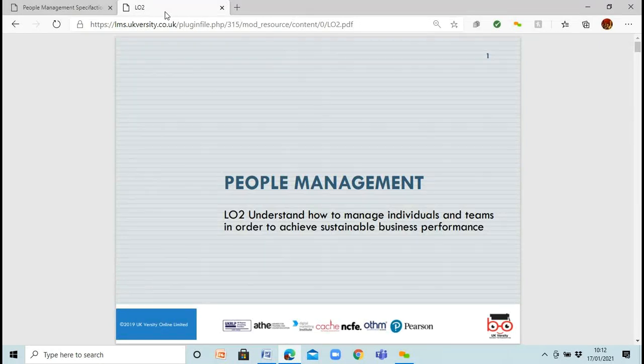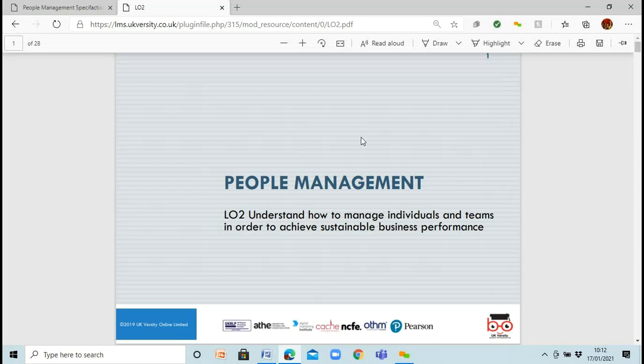And now we'll make a start on our session. So like I said, it's the People Management Unit, and we're going to be looking at understanding how to manage individuals and teams in order to achieve sustainable business performance.